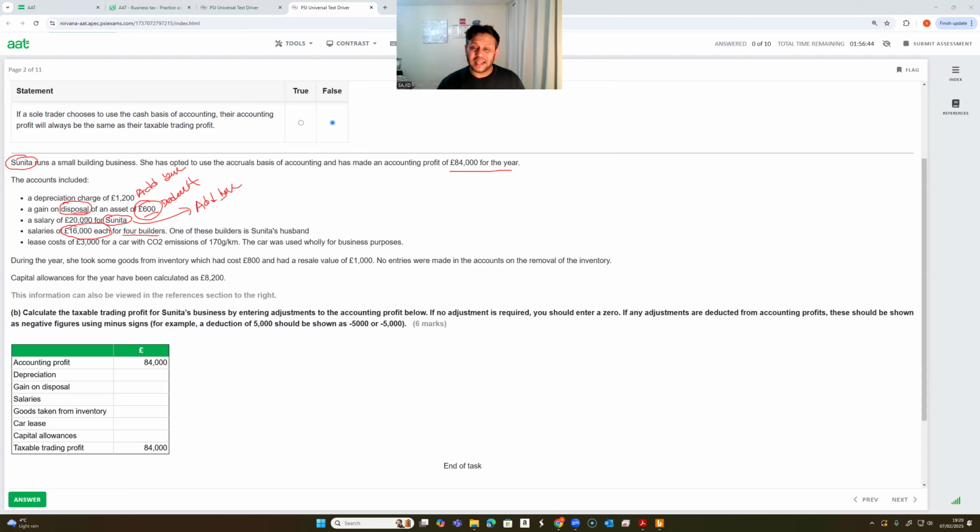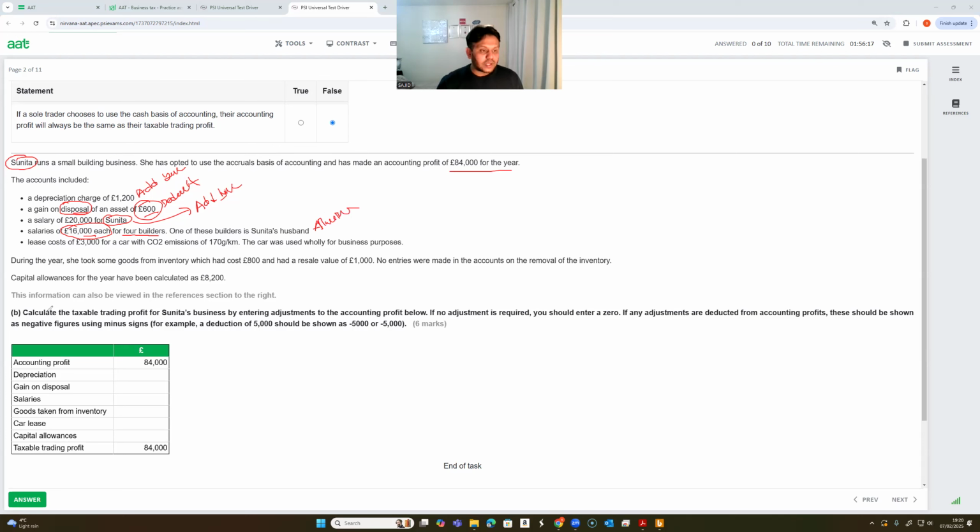No, if this is the case, we need to add back the difference between 20 and 16, 4,000 needs to be added back. But if everyone is receiving 16, and if the husband is receiving 16 because he's working as an employee, that's allowable. So you don't have to do anything. So I will say like this one, 16,000, we really don't have to do anything. So it's allowable.